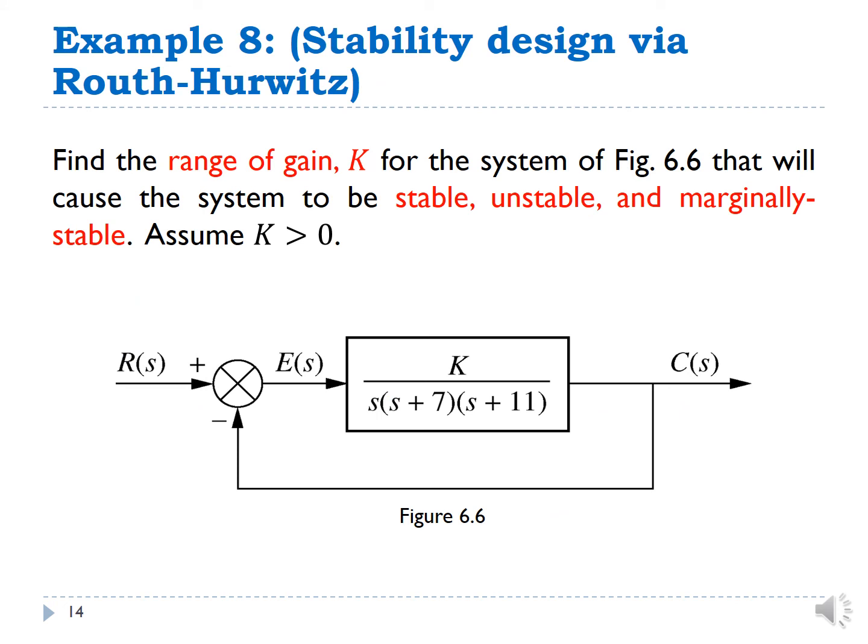Example 8. Find the range of gain K for the system of figure 6.6 that will cause the system to be stable, unstable, and marginally stable. Assume K larger than 0. This example demonstrates how gain variations can move poles from the stable region of the s-plane onto the imaginary axis and then into the right half plane. The first step is to find its closed-loop transfer function using the equivalent feedback system formula.